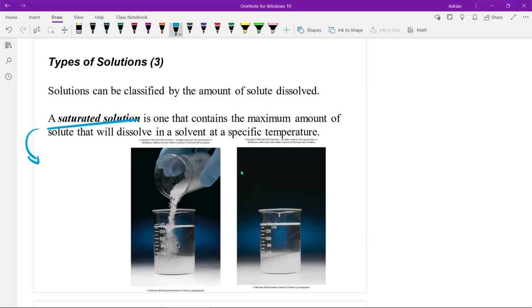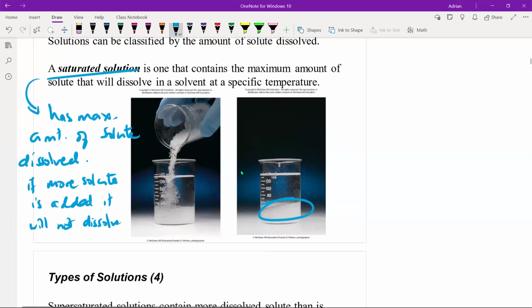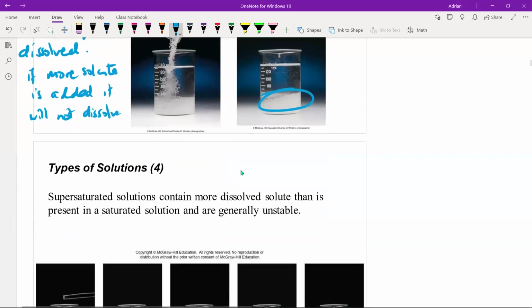We have a saturated solution. It has the maximum amount of solute dissolved. No more solute will dissolve. So if more solute is added, it will not dissolve. In the case of the salt that we have here, it'll just stay as a solid down at the bottom. It's a saturated solution. It contains the maximum amount of solute.